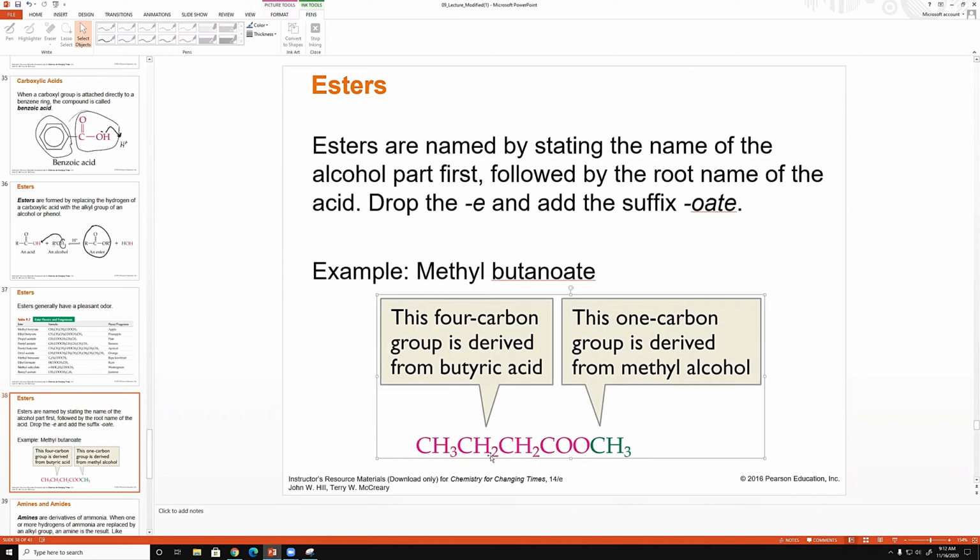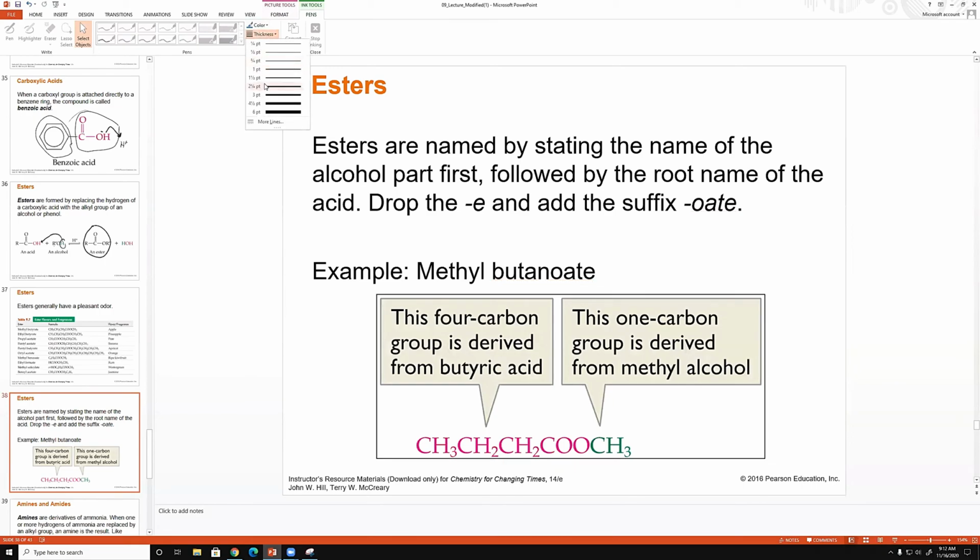Or you have one methyl on one side, or you have ethyl butanoate, which means this ester group will be in the middle. So you have 2 carbons and the ester, then the other 2 carbons.